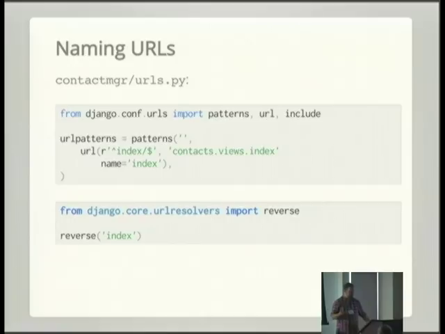You can also name your URLs. This is a little aside that I find pretty handy, where you give a name and then you can reverse it. I see some people nodding their heads. I think Rails has something like this as well. But this is really handy, because your URL configuration becomes the place where the mapping between code and HTTP happens.